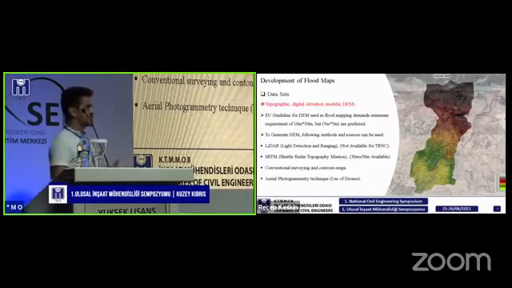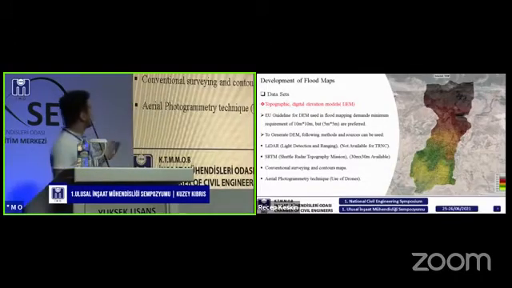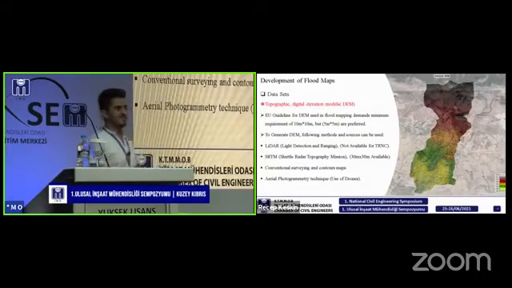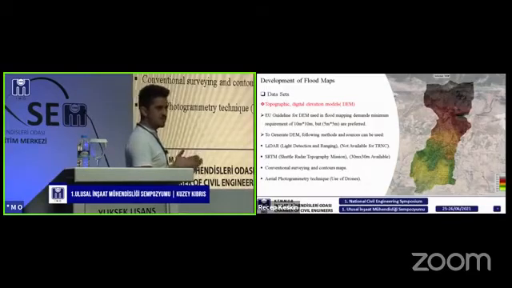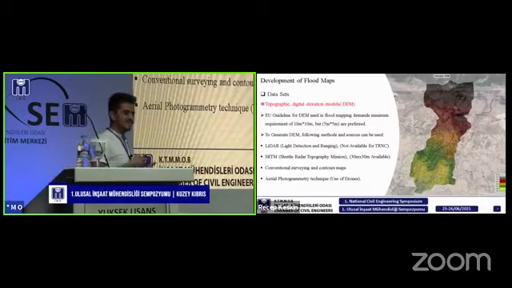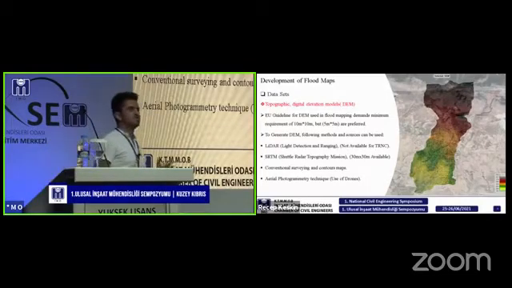And the other way is conventional surveying and contour maps. Conventional surveying and contour maps, it's available, it can be done, but it's a kind of expensive measure. It takes a lot of effort and time to develop those maps. And also a relatively new technology, aerial photographic techniques or use of drones to measure the lands and generate the contour maps.